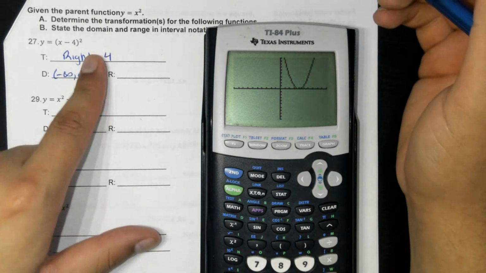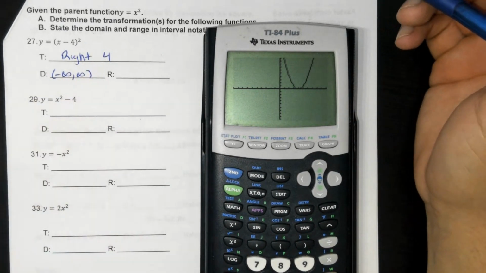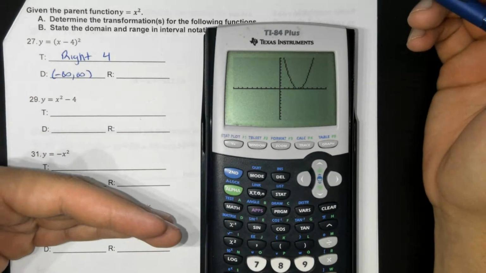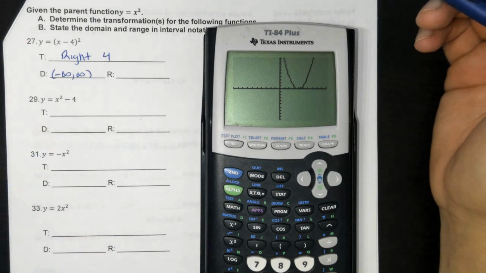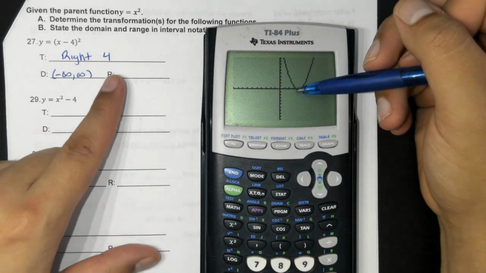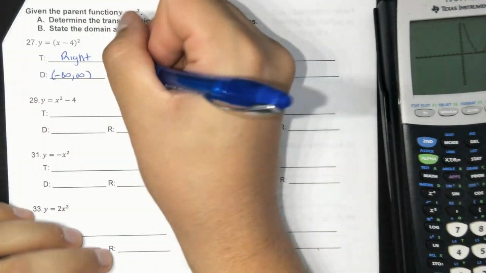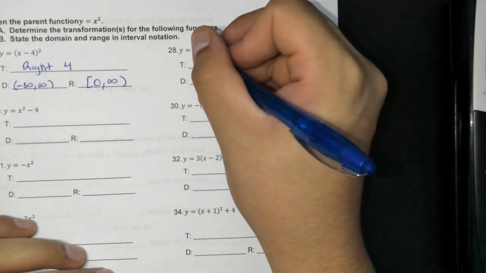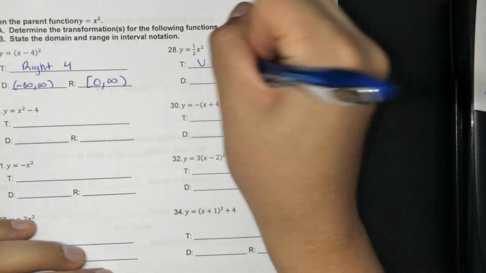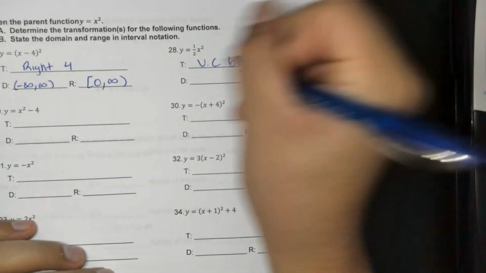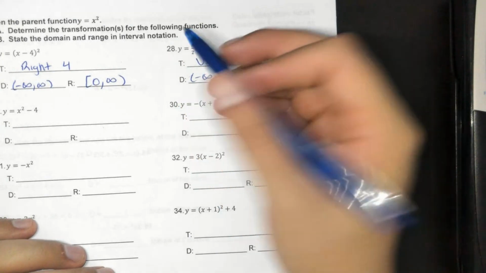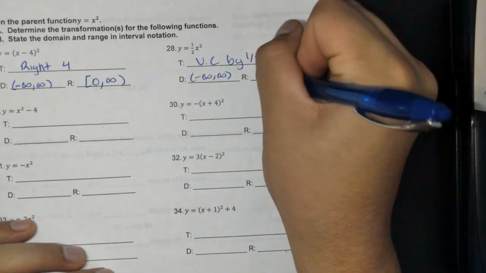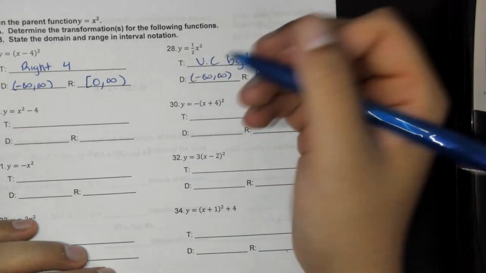Alright, if you'll notice, there's no k value, so it didn't shift up or down. If the graph doesn't shift up or down, or doesn't flip or have a reflection over the x-axis, flip upside down, the range should always be from 0 to infinity. Alright, so here on 28, the transformation is just vertical compression by a half, domain negative infinity to infinity. Since the function didn't move up or down or flip upside down, the range should still be 0 to infinity. You can see that on the graph.